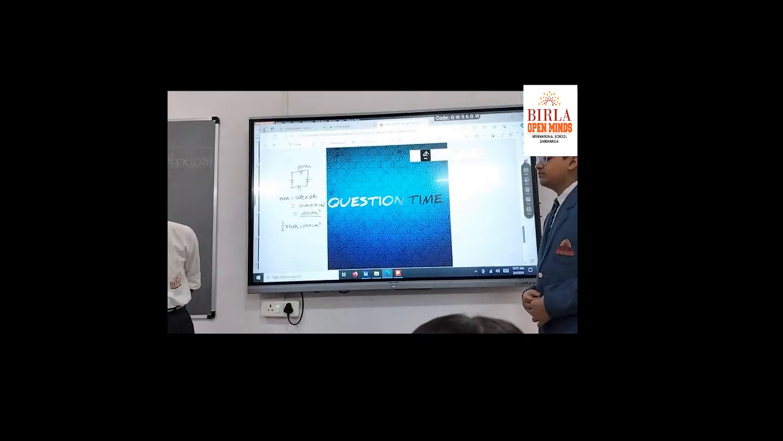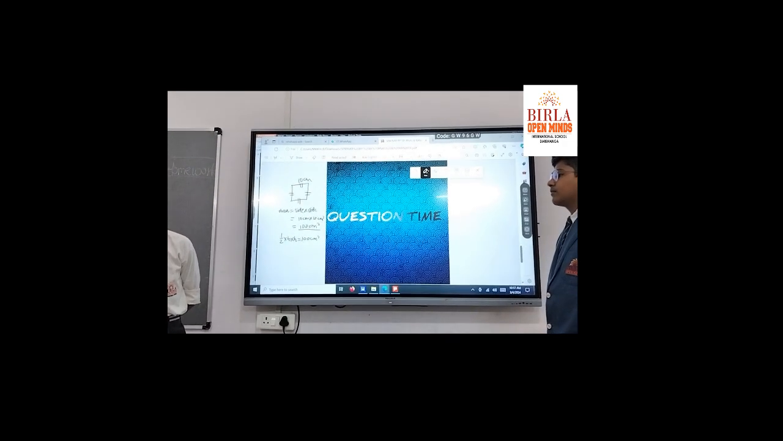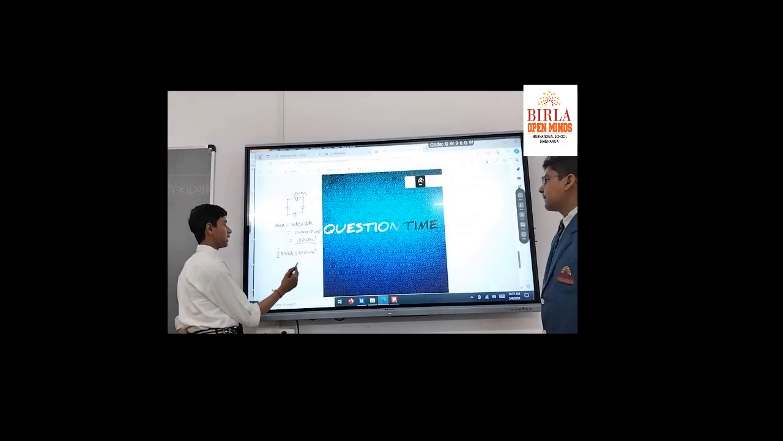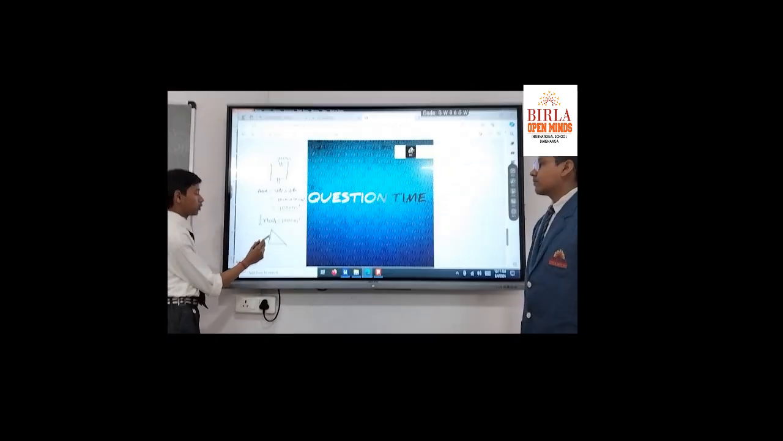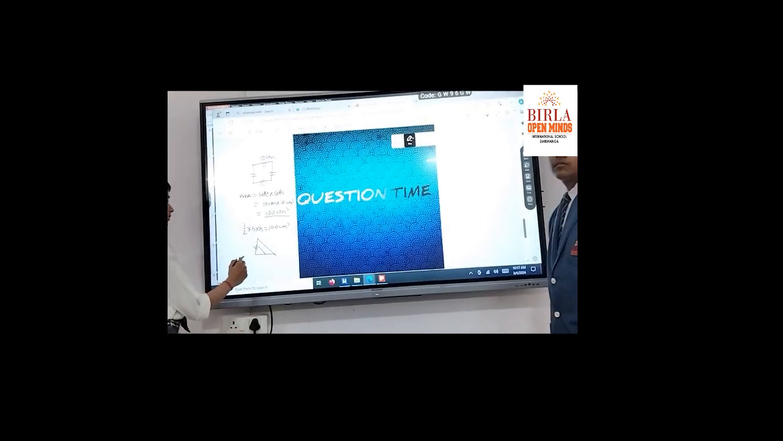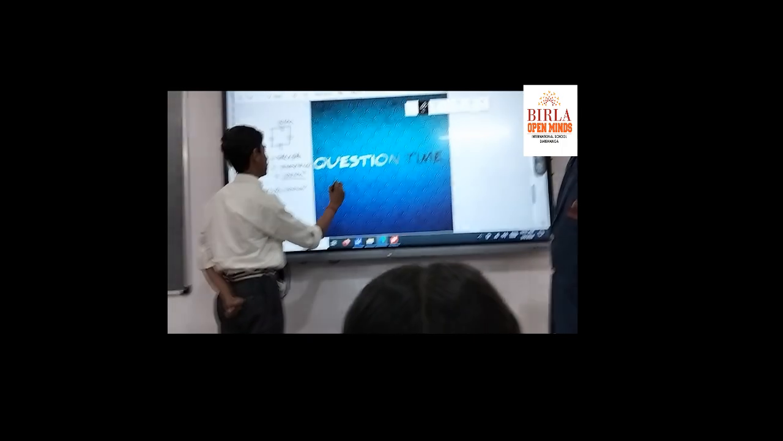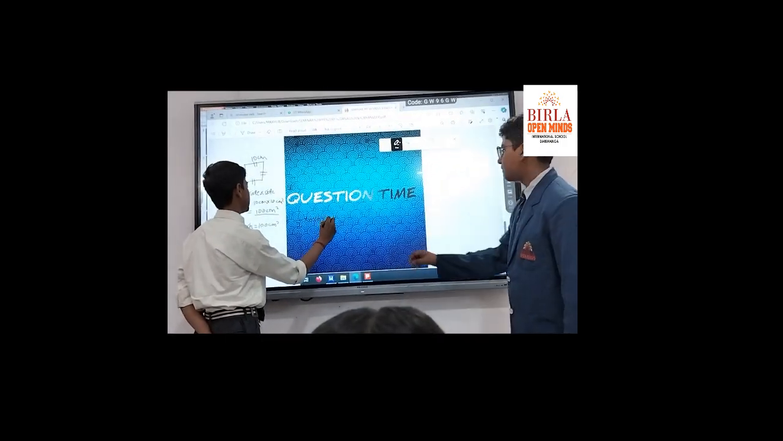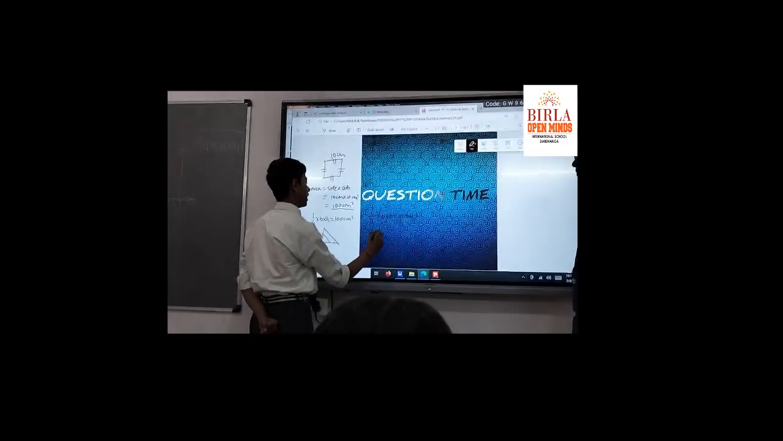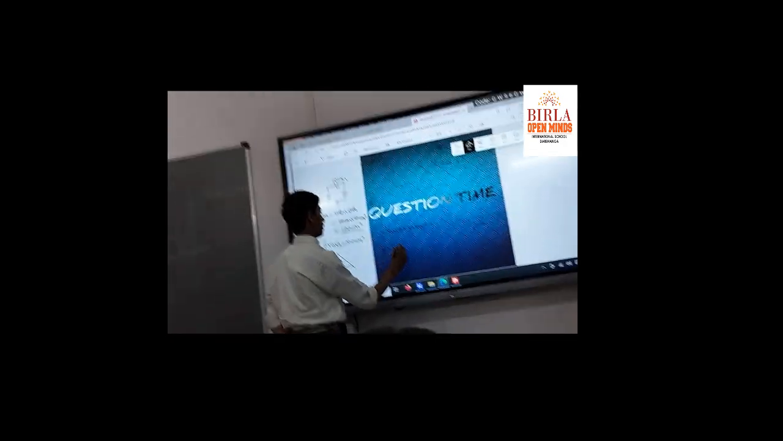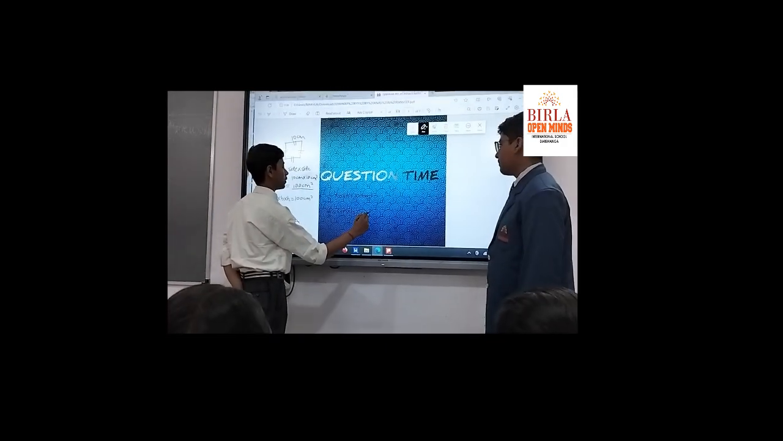Moving onwards, find the length of the side of the triangle corresponding to the altitude. We know that altitude is also represented as height. Corresponding means we have to find the base. We will write half into base into height is equal to 100 centimeters squared. Given that base is equal to 5 centimeters, we will write height as h.